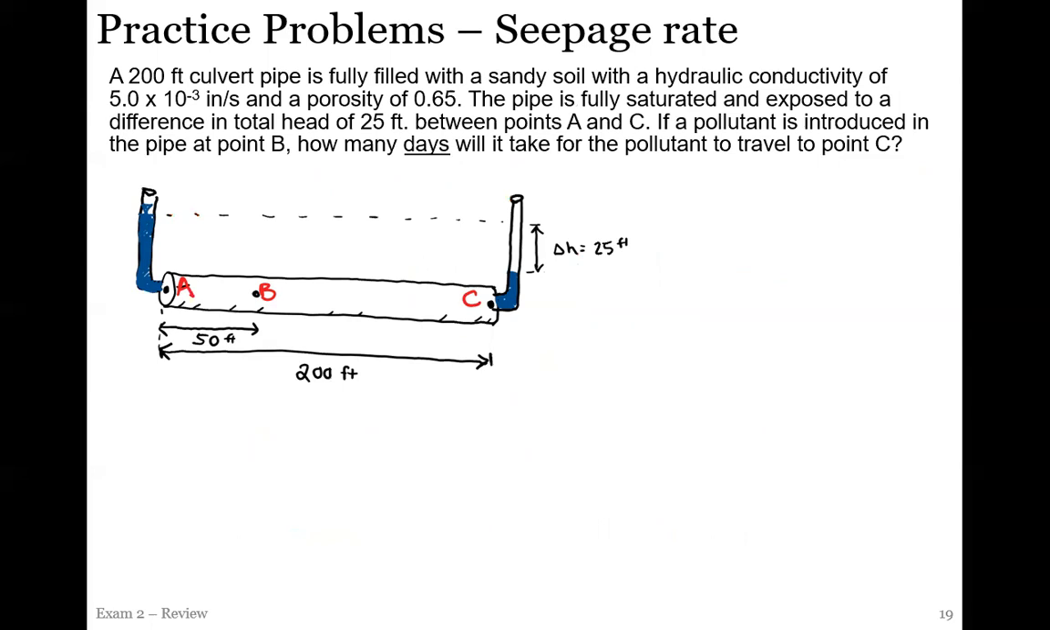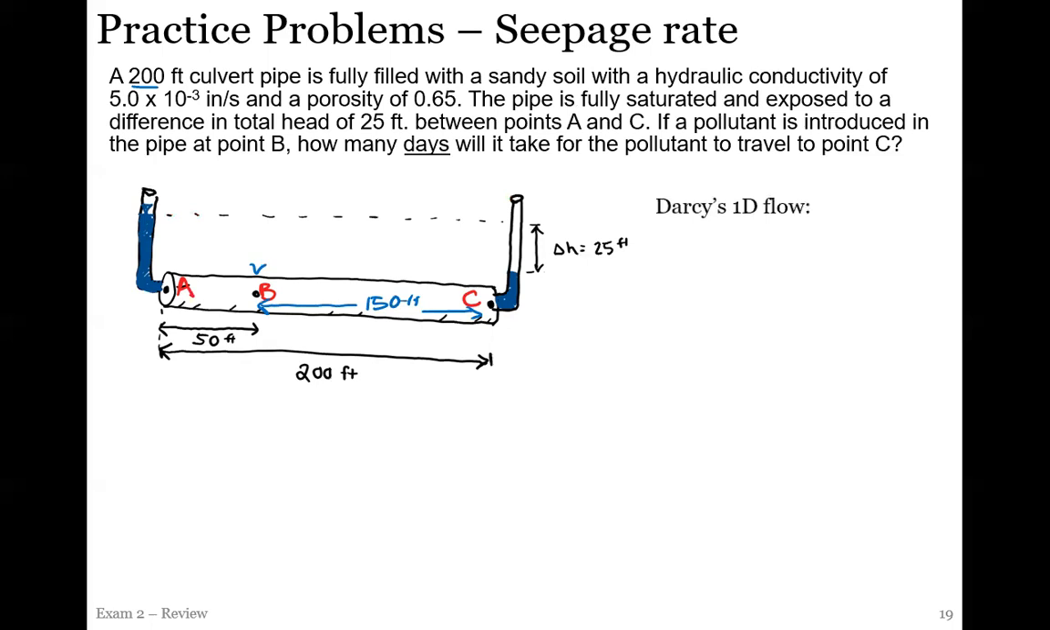So in this example, we have a tube with a known area, and it's 200 foot long, and it's filled with soil. And we want to know if a pollutant is introduced at point B. So right here, let's say there was a leak in this pipe or something, and some contaminated groundwater got into it. How long would it take for that pollutant to travel from point B to point C? So we know that it would be traveling a total of 150 feet, right? 200 minus 50 feet.